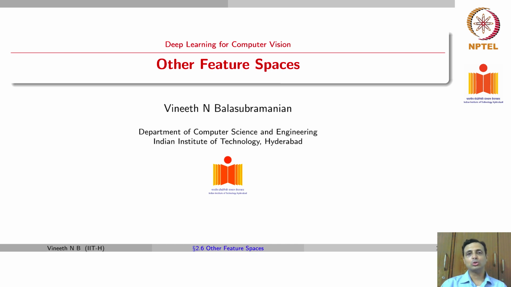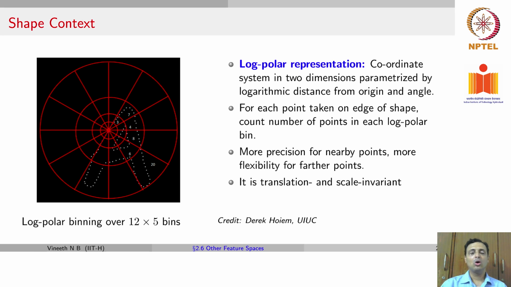Now, we're also going to talk about other kinds of feature spaces that people worked on in computer vision before deep learning came into the picture. That's going to be the focus of this lecture. One of the other important feature representations that was developed was known as shape context.